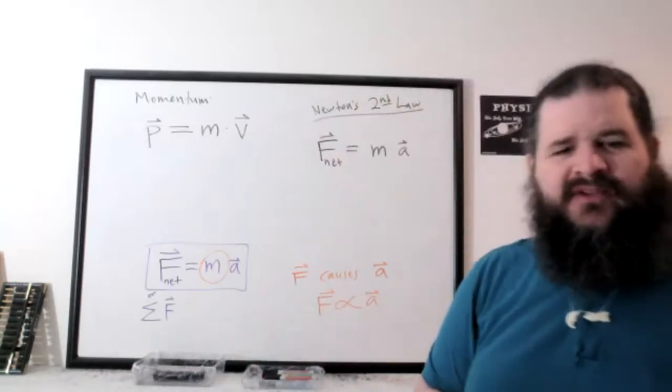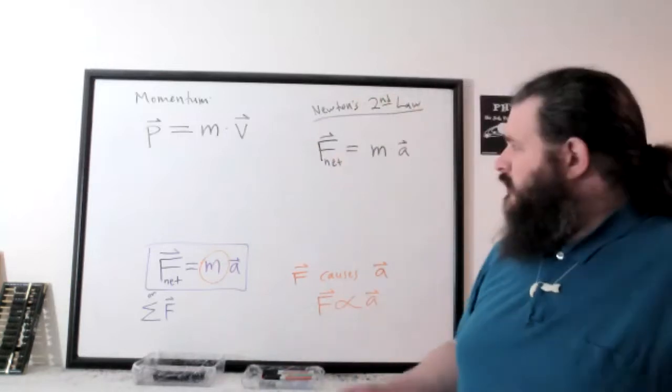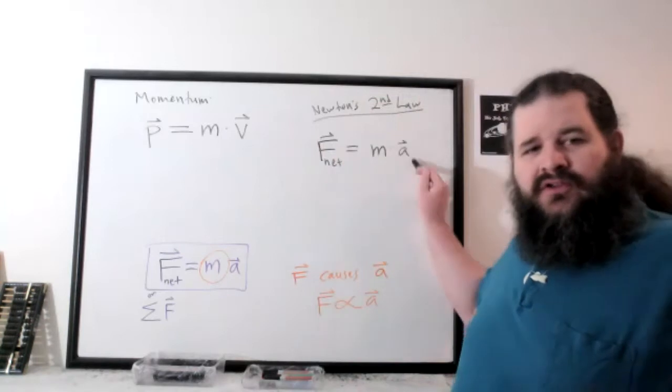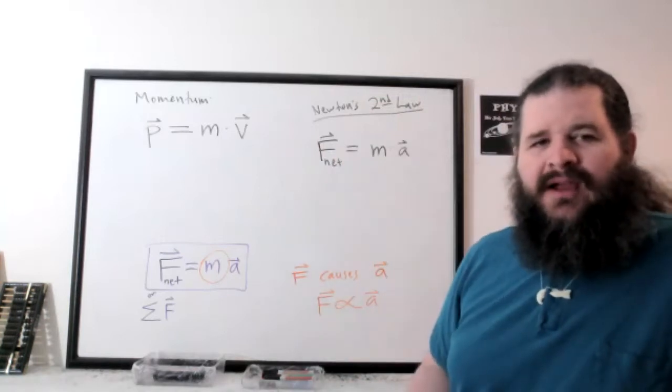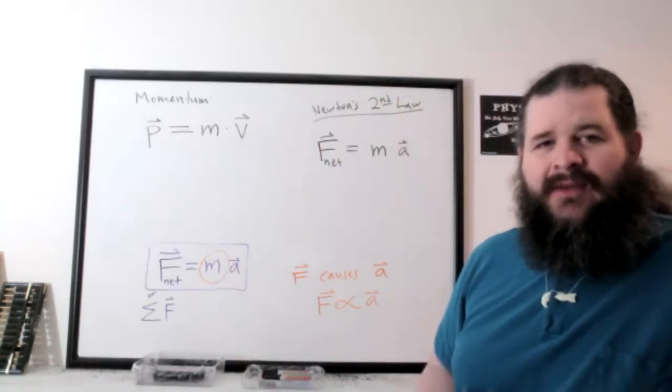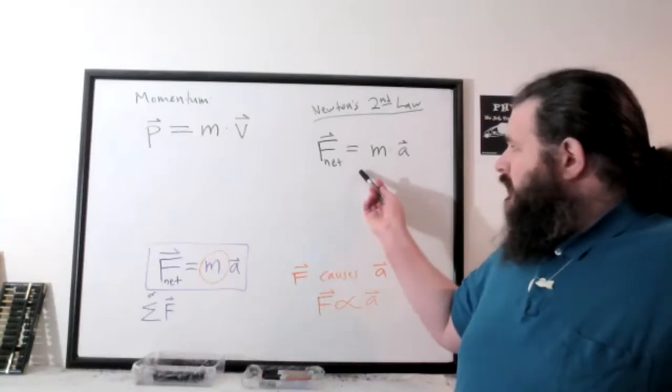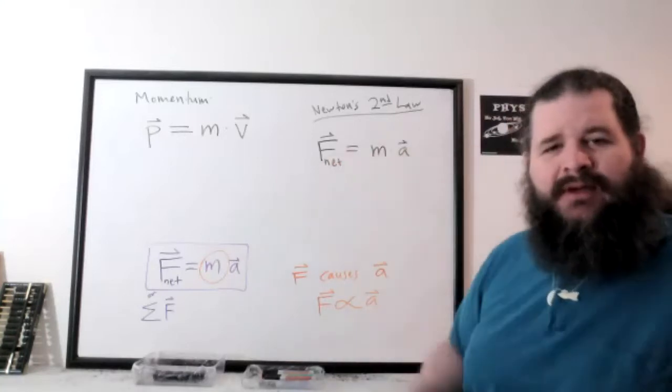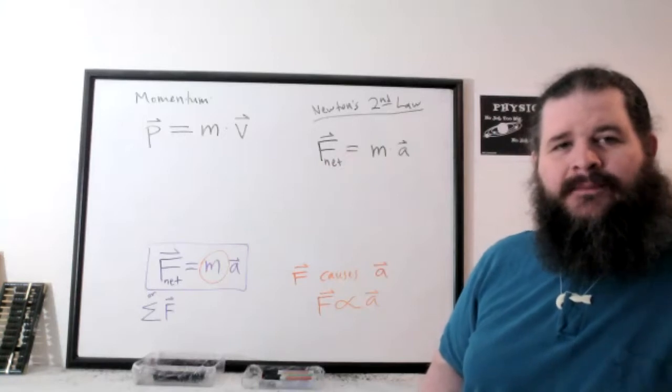Newton's first law is basically just what happens if there is no force. Newton's first law says if there's no force, then there's no acceleration. Honestly, I've never really been sure why that's listed separately. If you know Newton's second law, you can just plug in 0 for force and 0 for acceleration, and you immediately get Newton's first law.